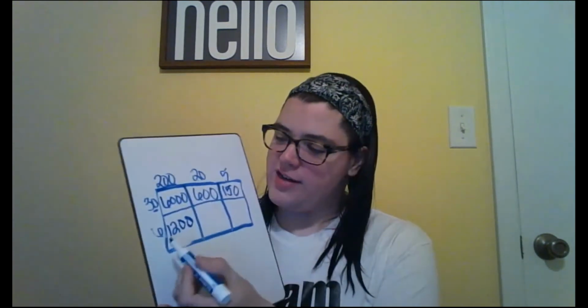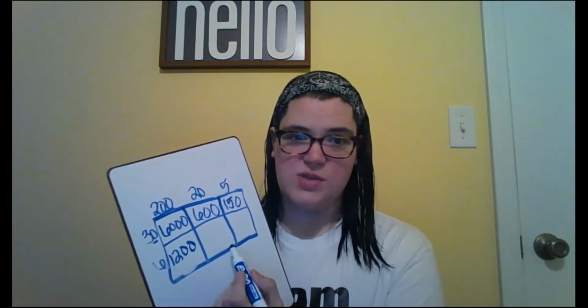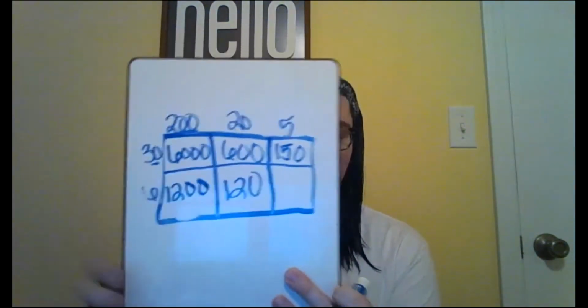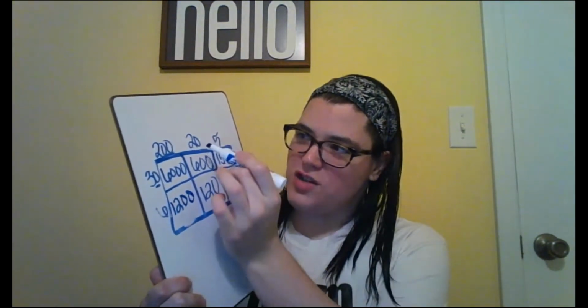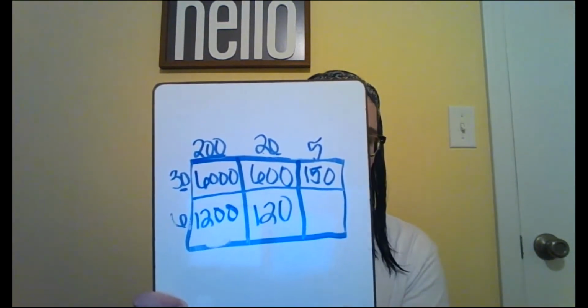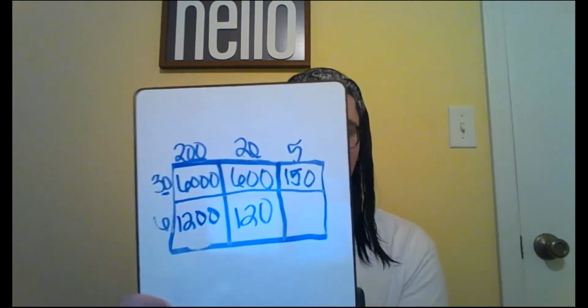Then we're going to move over to 6 times 20, which goes in this box here. So we know, once again, that 6 times 2 is 12. And our 20 has 1 zero on it. There's no zero on our 6. There's just 1 zero there on our 20. So we added it there. So 6 times 20 is 120.